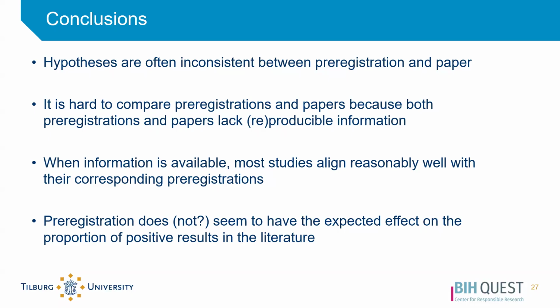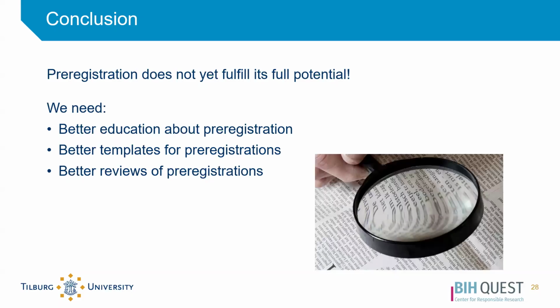And finally, pre-registration did not really seem to have the expected effect on the proportion of positive results in the literature. So we expected this discrepancy, but we found similar levels. So what we need to really fulfill the potential of pre-registration, at least in psychology, is better education. So that means what should be in pre-registrations, why should you do it? We need better templates that can really prompt you with questions so that you don't forget to include certain important things in your pre-registration.